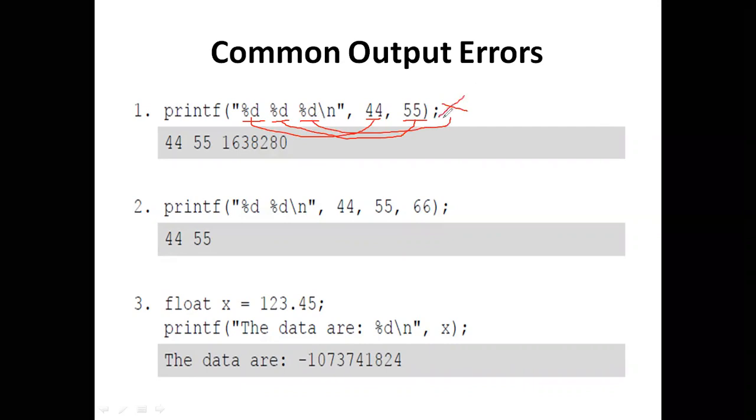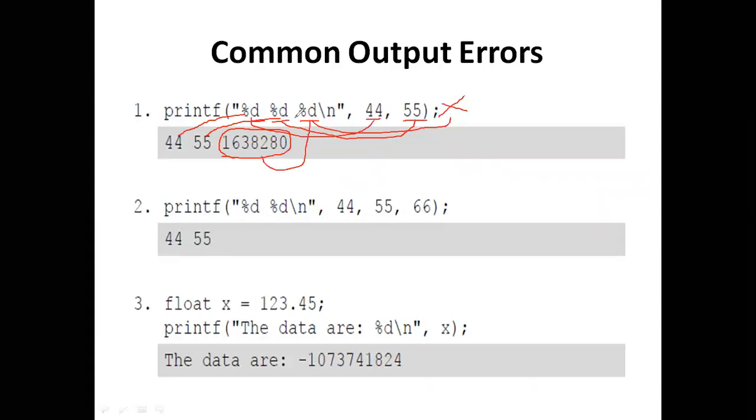There is no value. Then during compilation it is not going to throw any errors, but after executing, the value displayed is a garbage value. The first percentage d displays 44, the second percentage d displays 55, but the third percentage d displays some garbage value. This is the type of problem we are going to face. The format specifiers we need to indicate inside the double quotes.